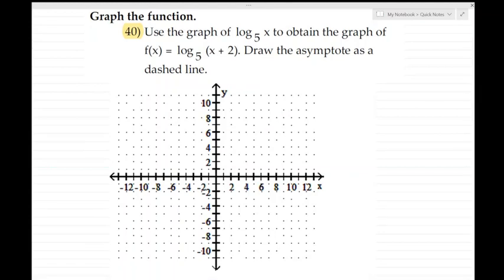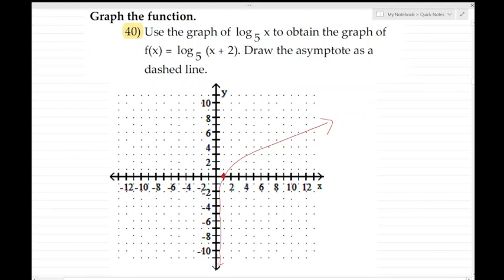Okay, next we want to use the graph of log base 5 of x to graph the function log base 5 of x plus 2, and also draw the asymptote as a dashed line. So where is the original function really happening? It goes through the point (1, 0), and then it goes to the right and upwards, and it has a vertical asymptote at x equals 0.